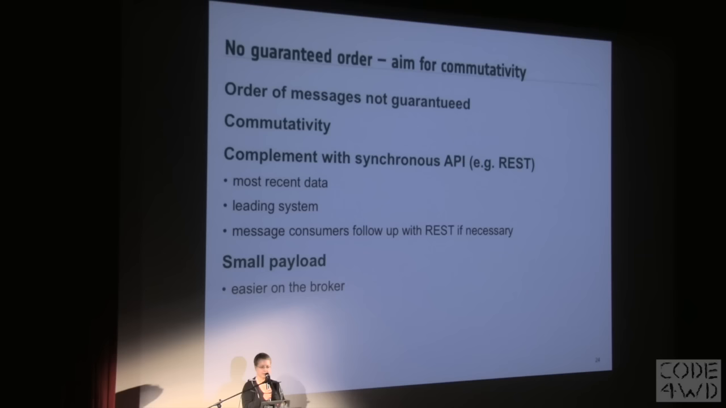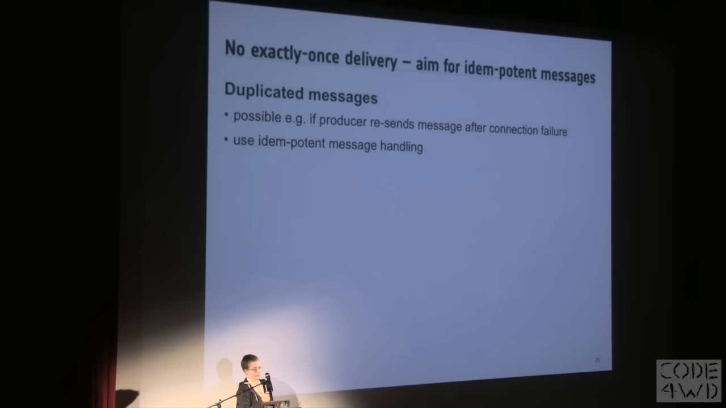So there is no guaranteed order of messages, but there is also no such thing as exactly once delivery. If a message producer is recovering from a connection failure, it may or may not be able to figure out if a previously sent message has made it to the broker or not. So in order to ensure at least once delivery, a well-behaved message producer has to publish the message again, which might result in duplicated messages. So whenever possible, we try to implement our message consumers in an idempotent way.